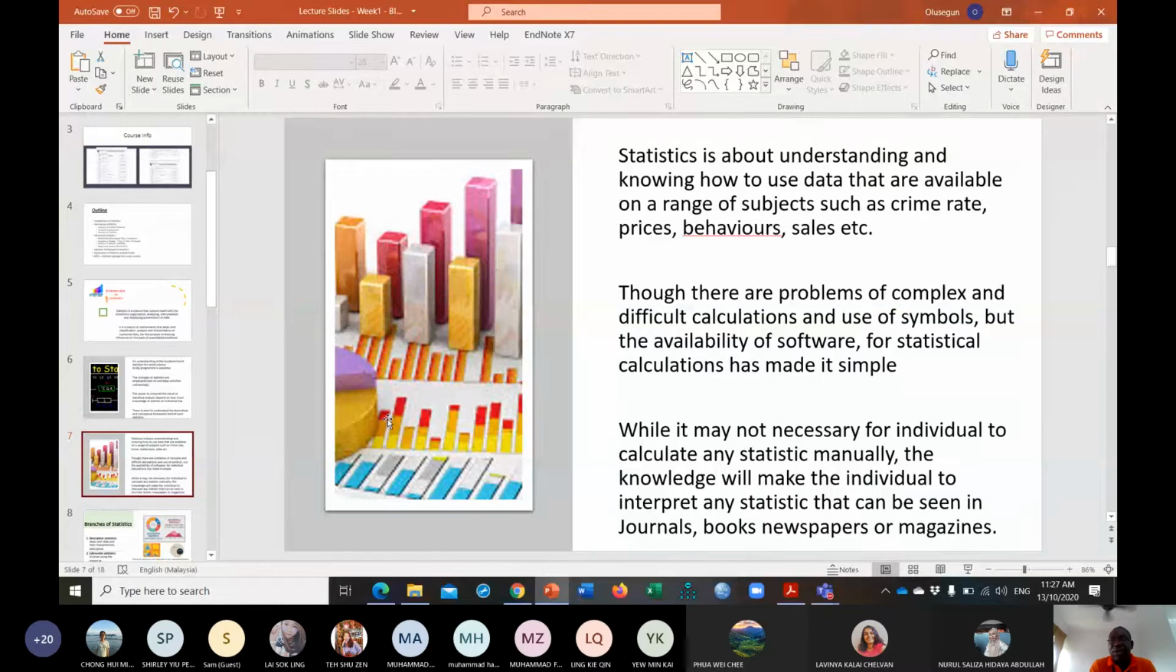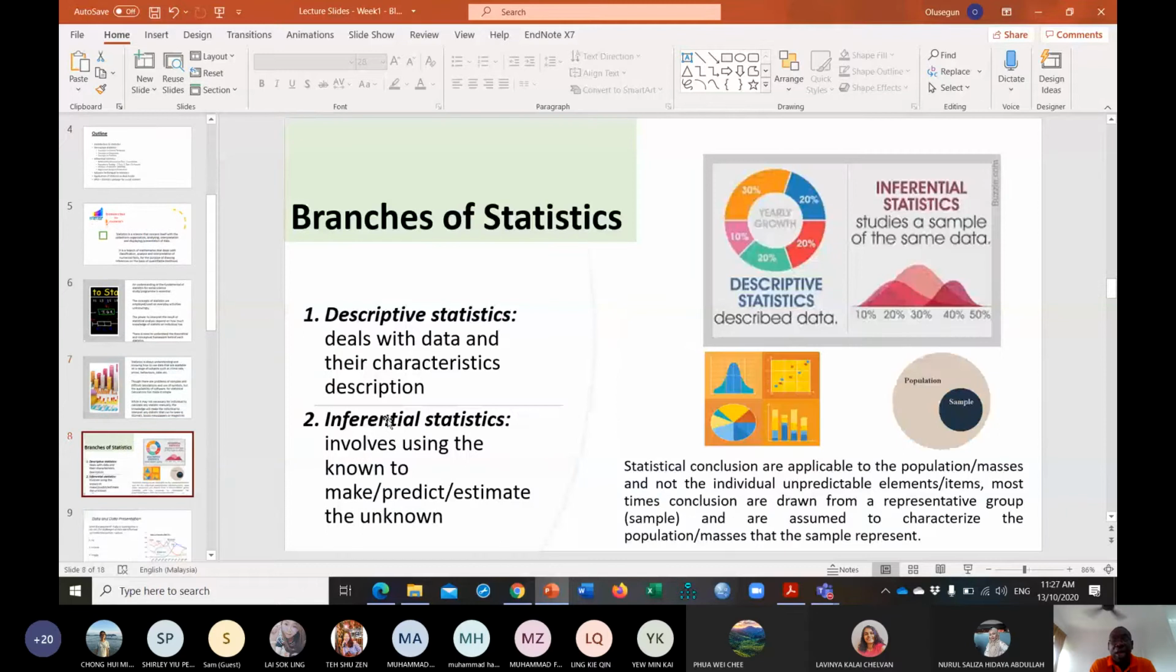So we have different packages for statistics, for social sciences. We have SPSS, we have R, we have Mathematica. There is a lot of software, but for us, SPSS is what we are going to use in this class, and Excel, Microsoft Excel, because Microsoft Excel is also an econometric software that can do a lot of statistical analysis.